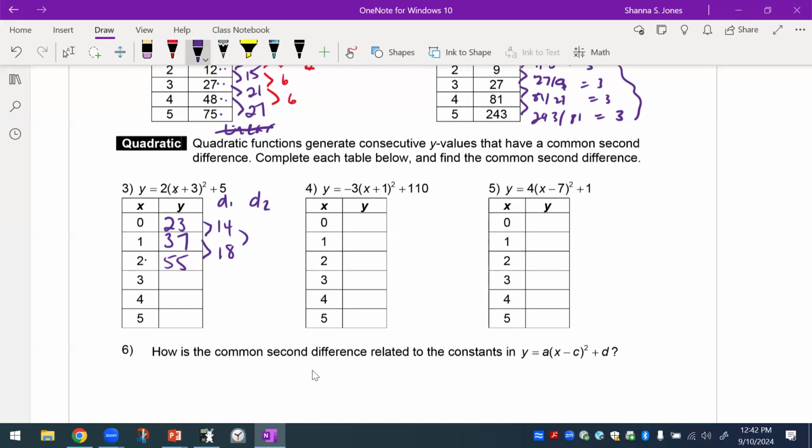What's the difference between here and here? 4, right? A positive 4. So that means from here to here, it also has to be plus 4. What is 18 plus 4? 22. So from here to here, I'm adding 22. What's 55 plus 22? 77. And then again, plus 4. What's 22 plus 4? 26. Then from here to here, what's 77 plus 26?